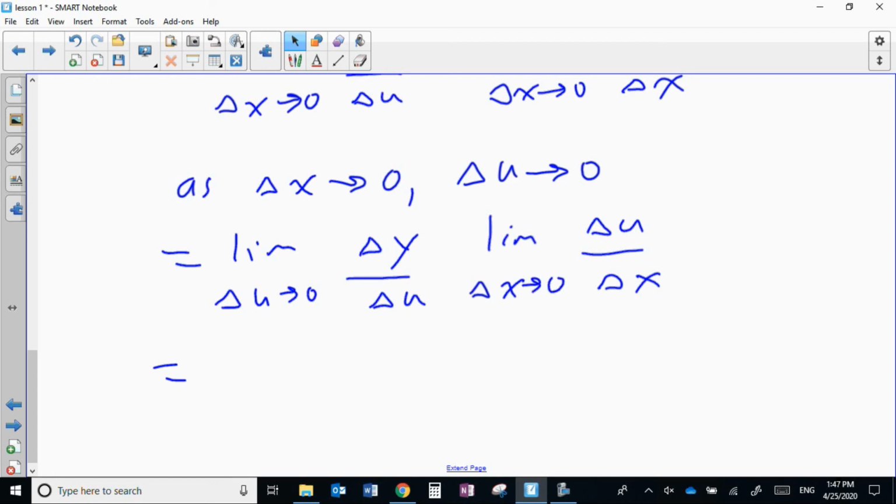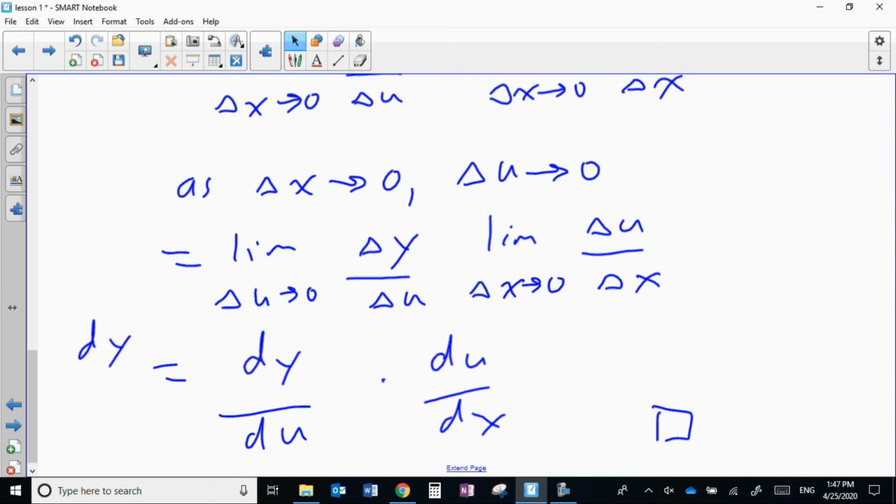And sure enough, what do I have now? Now I have dy by du. And here I have du by dx, which is exactly what I wanted to show. That dy by dx is dy by du times du by dx. Now that's not a complete proof. The problem is with this line right here. The real proof is longer and quite tedious.